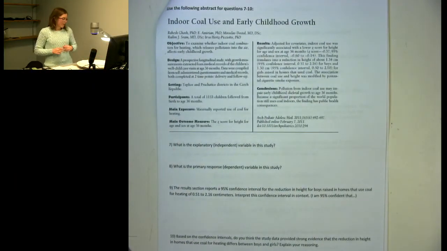Questions 7 to 10 focus on this article, looking at indoor coal use and early childhood growth. This particular study was done to examine whether indoor coal combustion for heating affects early childhood growth. They used a prospective longitudinal study with growth measurements extracted from medical records of the children's well child care visits at age 36 months.